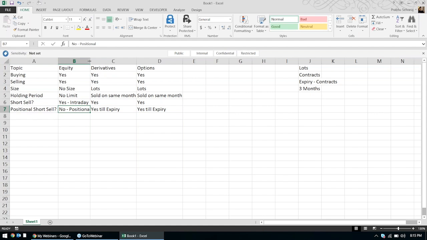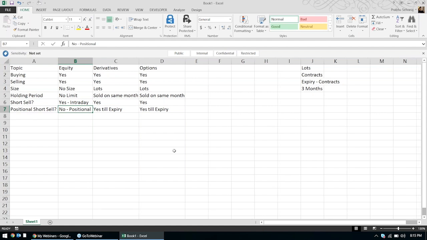Okay, done. Next, what else is the difference between these two? STBT is not possible in equity. It's only possible in futures. It is only possible for stocks which are in futures, not on cash stocks. Only FNO stocks are allowed to cover it up, not cash stocks. Derivatives are allowed.